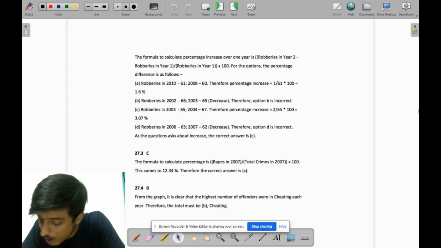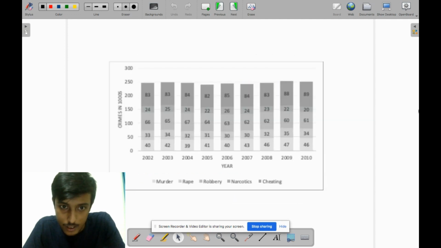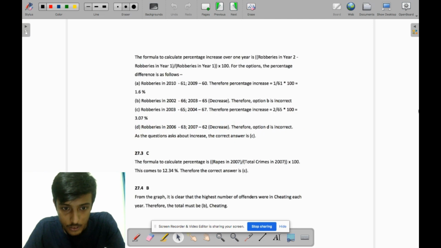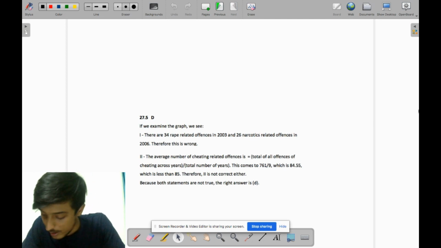The fourth subpart: of all the offenses in the chart, which had the highest cumulative total offenders across all years? I think this is the clearest of the answers. You can see the total of cheating is highest in all years. So you can just mark cheating, move on, see how quickly you get 1 mark. And the final subpart is, which of the following statements is true?